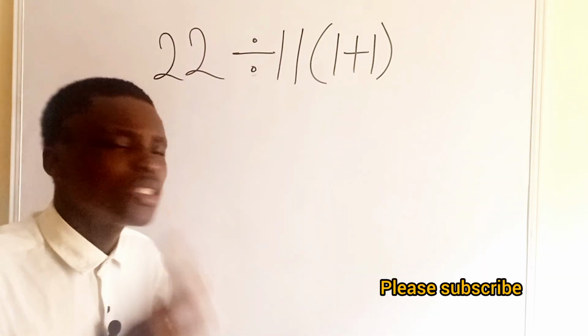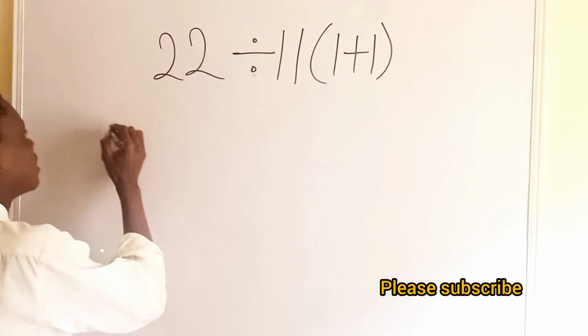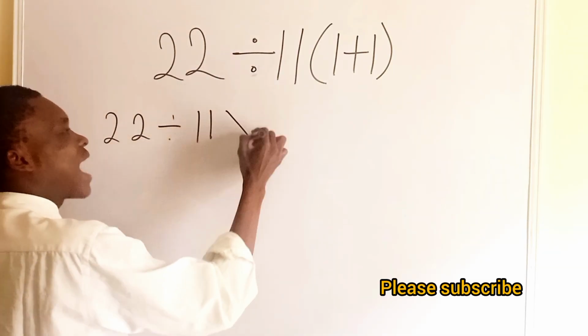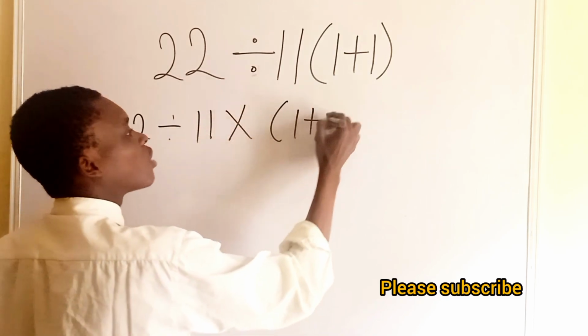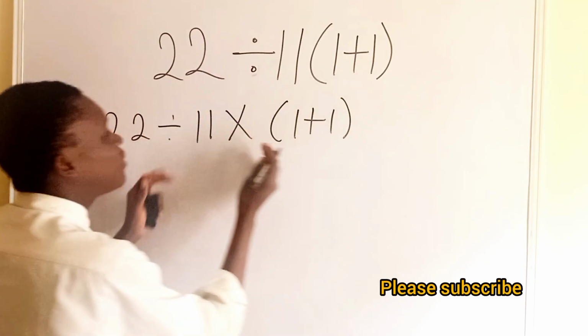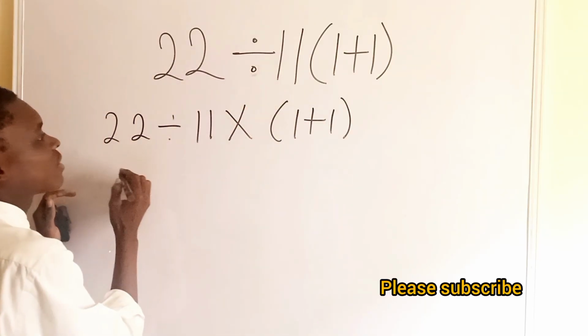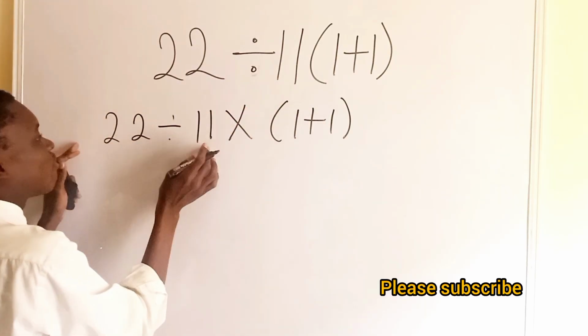The first thing you should notice in this question is this. We have 22 divided by 11 times 1 plus 1. So clearly you can see that this part here is different and this part here is different. So let's deal with this one first.